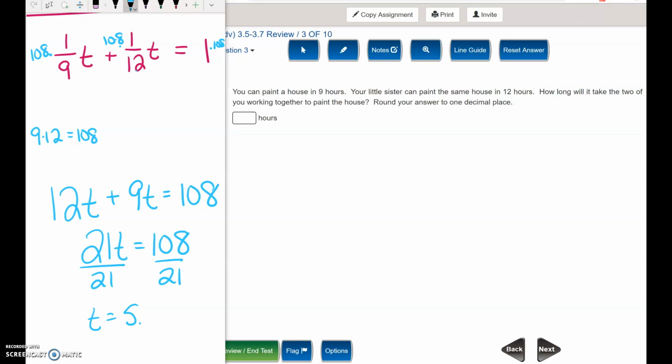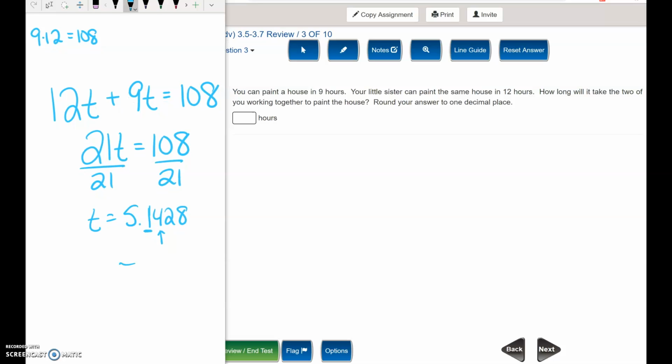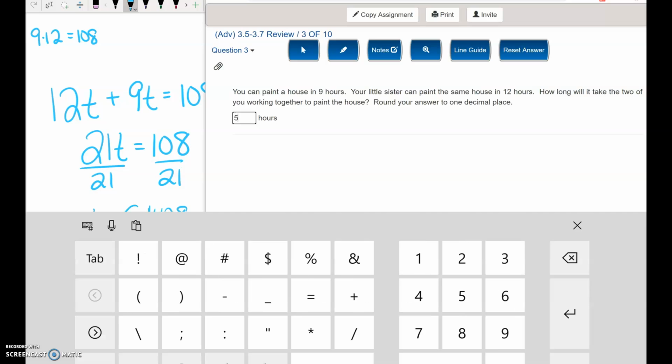5.14285. It says round your answer to 1 decimal place. So if we have 5.1428, why does it not want to work? There we go. 1 decimal place, the 4 would tell us to leave it as 5.1. So our answer is 5.1.